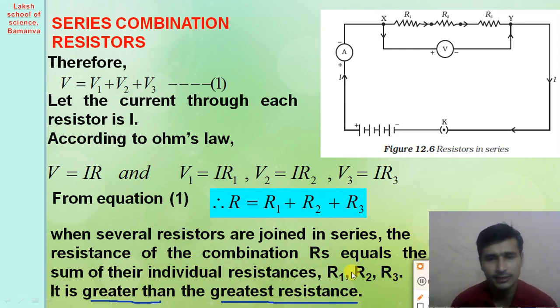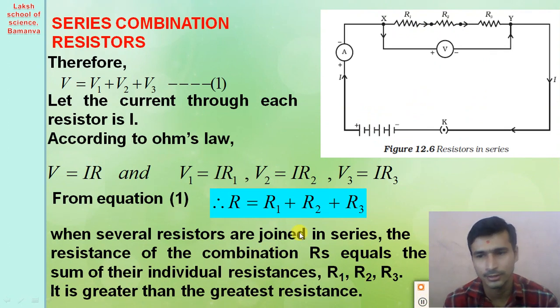So we summarize our topic here: when two or more resistors, 3 resistors, 4 resistors or 5 resistors, any number of resistors, are connected end to end like this, the current passing through each resistor is the same, but the potential difference across each resistor is different, and the total potential difference is the sum of the individual potential differences across the resistors.